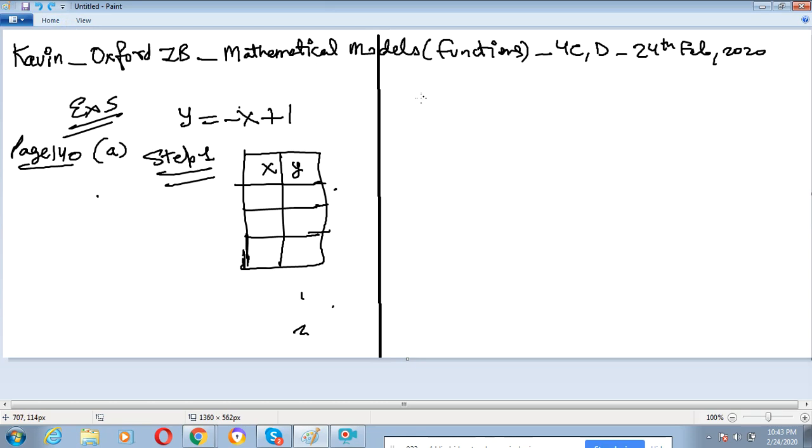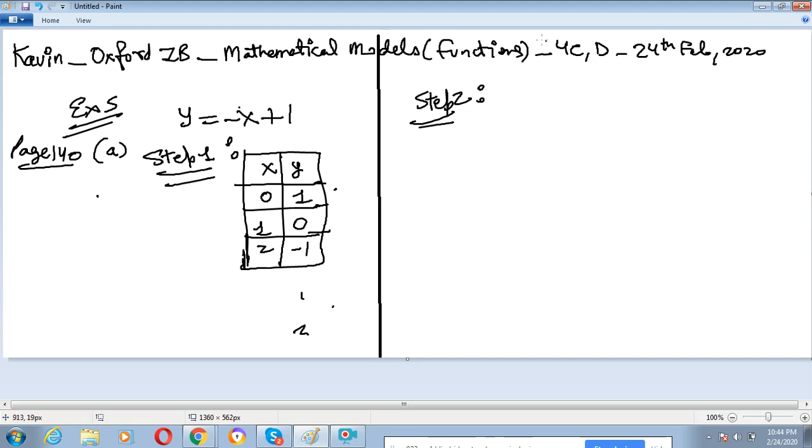So first part is draw the table. Second part is draw the graph. Very simple. How to draw the table? Randomly, I will assume the value of x as 0, 1 or 2. And I'll just do calculation and find out the values of y. Okay. So let's say I put x as 0, I get y as 1. I put x as 1, so I get y as minus 1 plus 1, 0. I'll put x as 2, so minus 2 plus 1. Have you understood the first part? Yeah. Okay, because you like fast, so I did fast.